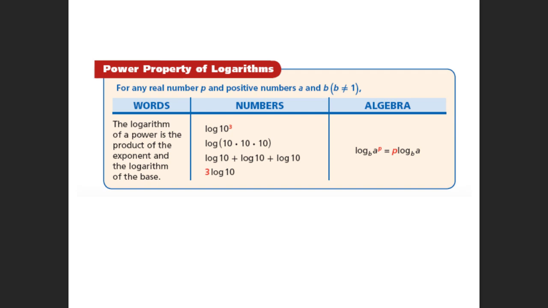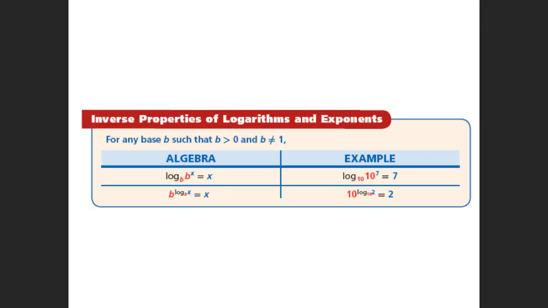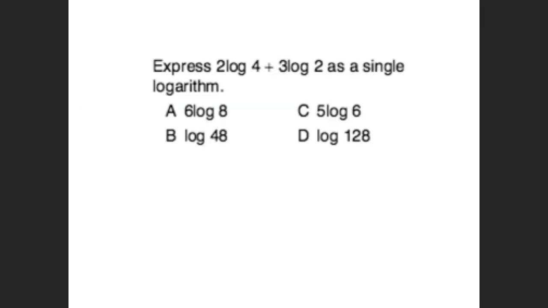So the power property, and we already talked about that. If you have a power, you can bring it out to the front. And it really helps out a lot when you have problems where you want to bring that exponent out in front. But if you're condensing, you have to take the number out in front and take it away. Okay, we already talked about these properties here.